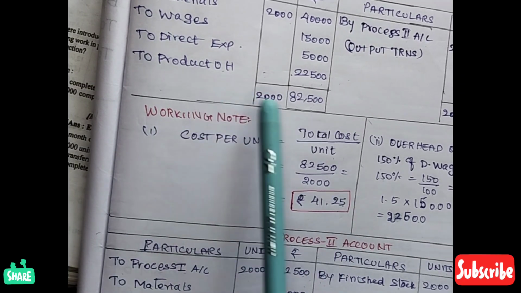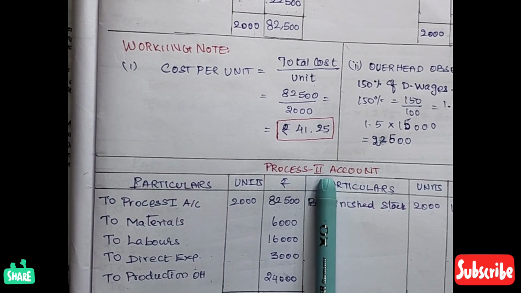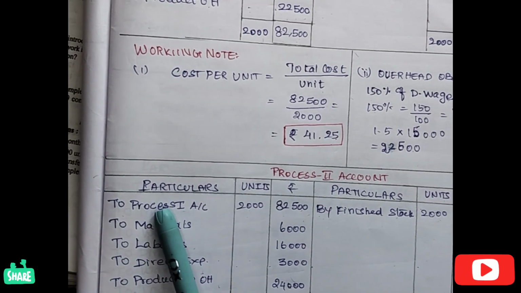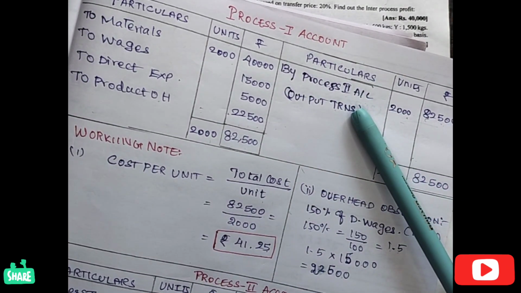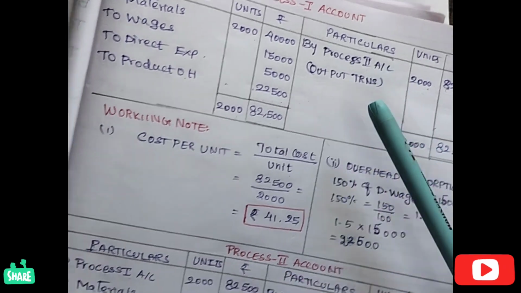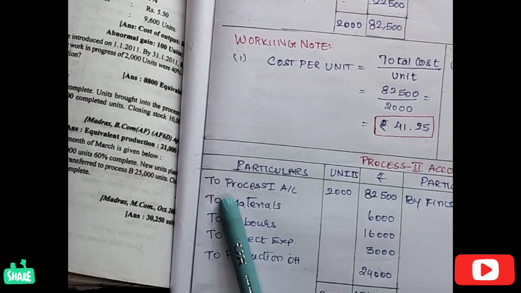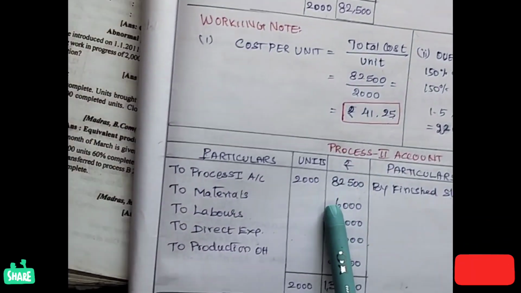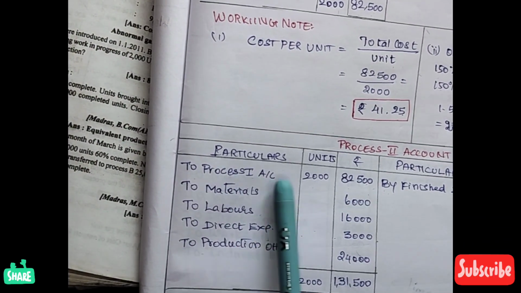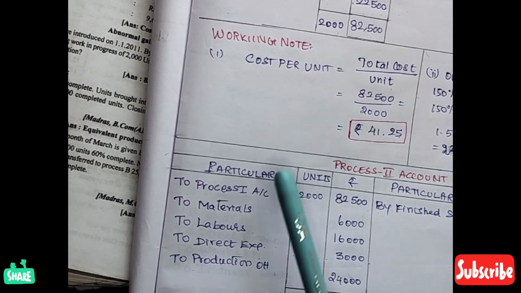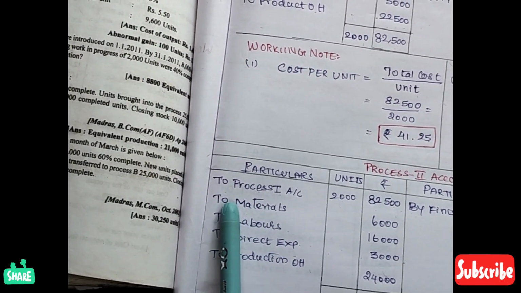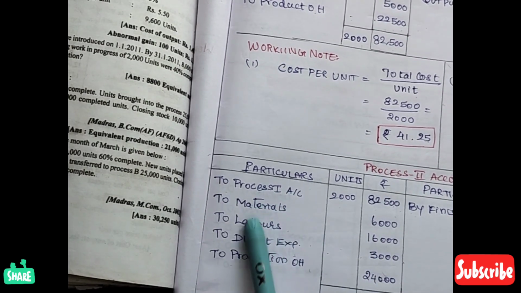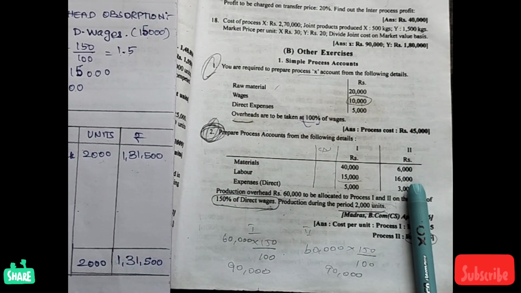Okay, so after finishing the process 1, now we are going to prepare process 2 account. So what should you write as the first entry in process 2 account? We should transfer the output and the total cost taken from the first process into the next process. Now we write to process 1 account 2,000 units and 82,500 rupees entered, which means the output of the previous process is taken and entered into the current process. Only after the transfer do you enter what is given for process 2 in the question.